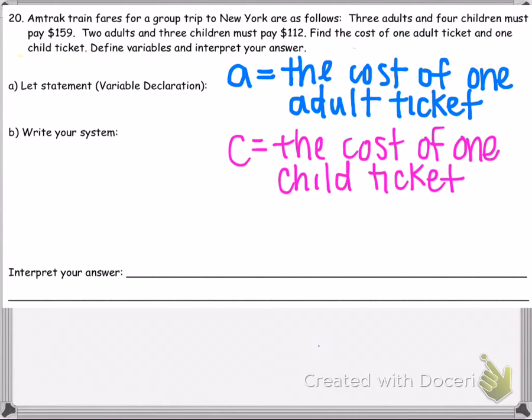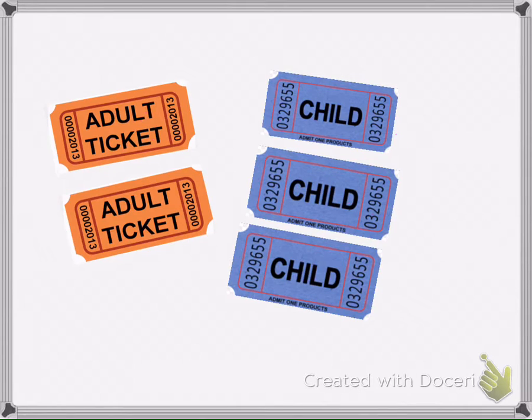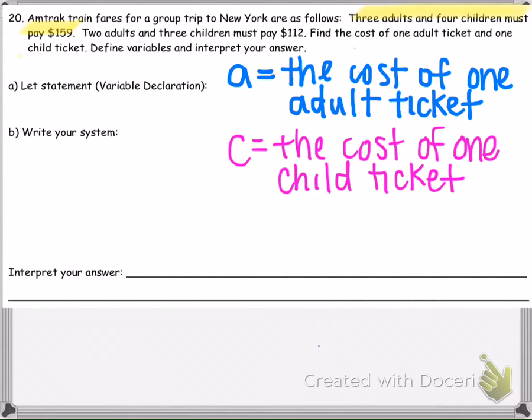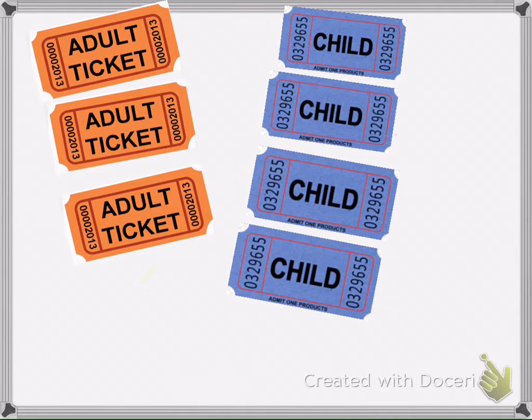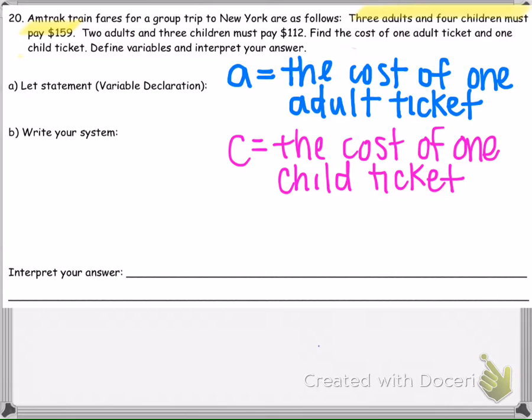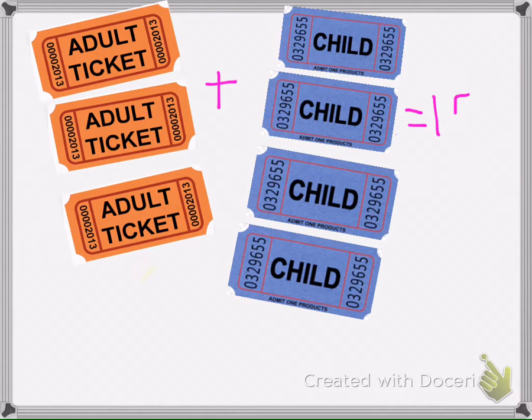Okay, so now we need to write the system. Well, we are told that 3 adults and 4 children must pay $159. So we have 3 adult tickets and 4 children tickets. And all together, it has to cost $159. But we don't know how much each of these tickets cost.